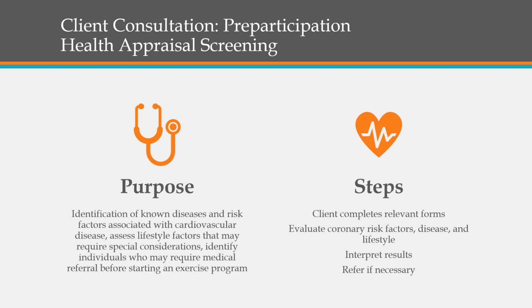You want to review their medical history and evaluate coronary risk factors, disease, and lifestyle. Thoroughly review the client's completed intake forms, paying attention to any medical conditions, injuries, or surgeries they have disclosed, and look for red flags or indications of health issues that may require further investigation or medical clearance. Risk stratification. You want to use risk stratification tools such as the American College of Sports Medicine Guidelines, or ACSM, to determine the client's risk level for cardiovascular events during exercise. This helps identify clients who may need additional medical clearance or further evaluation before engaging in exercise.